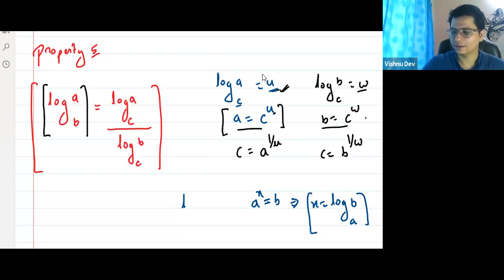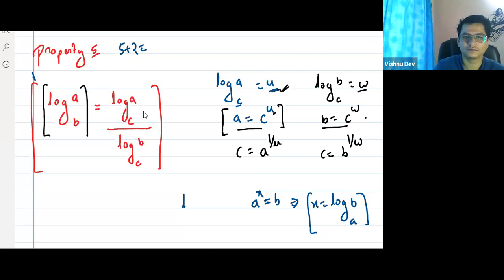Sir, why have we divided them? Why can't we multiply them? No, this is a property. What is 5 plus 2? 7. This is how it is, right? In the same way, this is a property: log A base B is equal to log A base anything, this can be anything, C, 10, anything, divided by log B base C. This is a property, and we are proving this property.